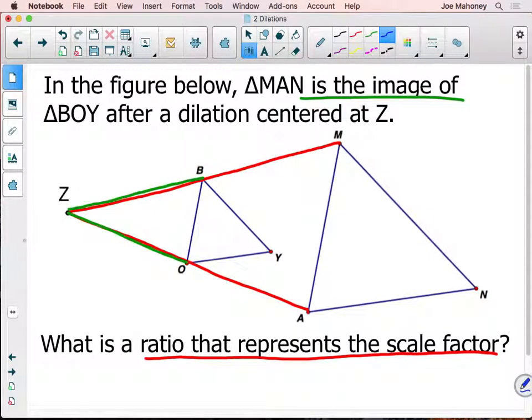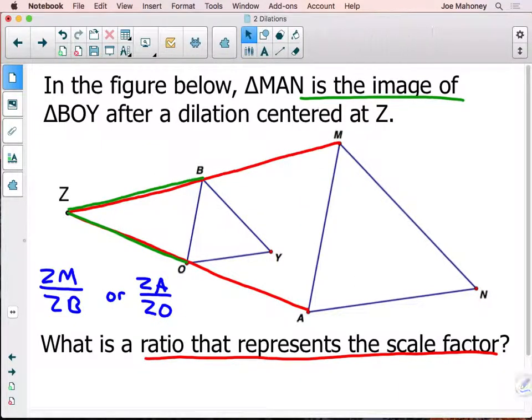So a ratio that could represent the scale factor, because I need to get bigger, I need the bigger measure on top. So maybe one ratio is the length ZM to ZB. An equivalent one, you might say, would be ZA to ZO. Again, because it has to be bigger, I need to make this fraction larger than 1. And since ZM is greater than ZB, the value of that fraction is going to be greater than 1. So those are two other ones. Do you want to also do like ZN to ZY? You could do that too.